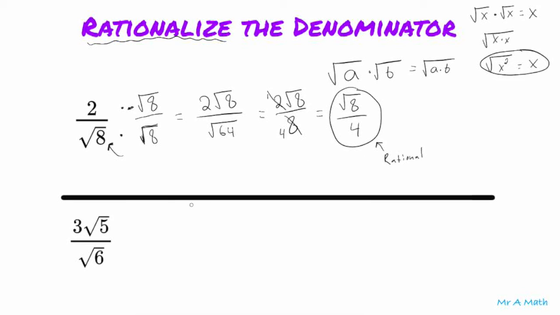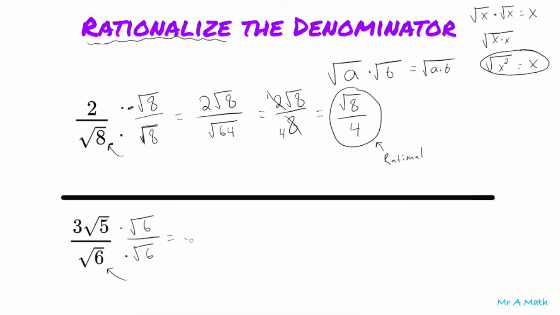Let's look at one more example. A little bit more difficult, but same process. So let's use this number against itself. Let's multiply it by the square root of 6. If I multiply the denominator by the square root of 6, I also need to multiply the numerator by the square root of 6. Otherwise, I'm changing the number. And I don't want to change the number. I want to leave it the same, just in a different form.